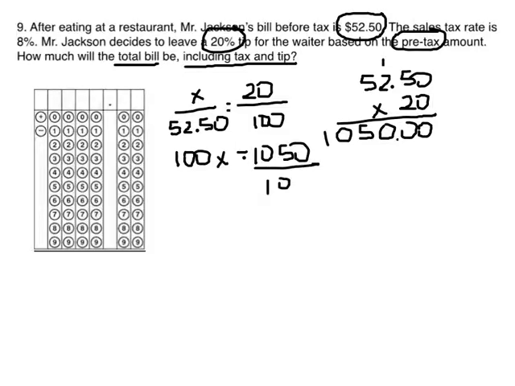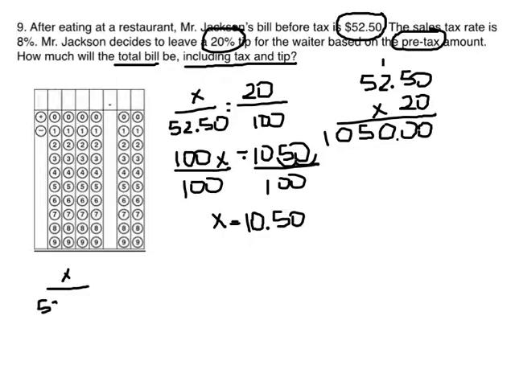When you divide by 100, you move your decimal place 2 places to the left. So x is $10.50. So then we need to find the sales tax. So sales tax, we're going to do the same process. So x over 52.50 equals 8 over 100.